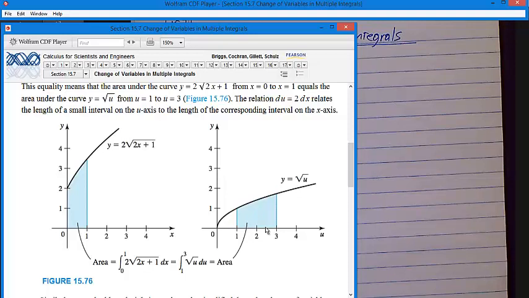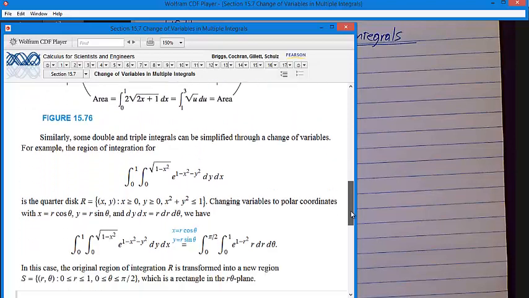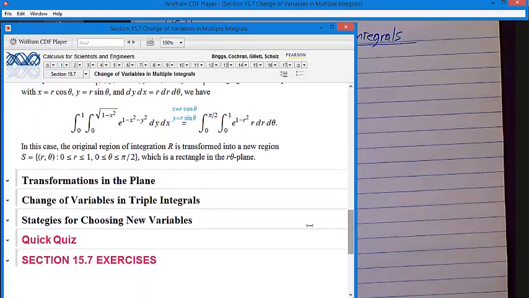How many people follow the picture? What's going on here? Okay. They could have shown you that when they taught you the substitution, but we didn't. But it does come in extremely handy now that we're in Calc with multiple integrals. Okay? We're going to be doing transformations of the plane. Transformations of the plane.